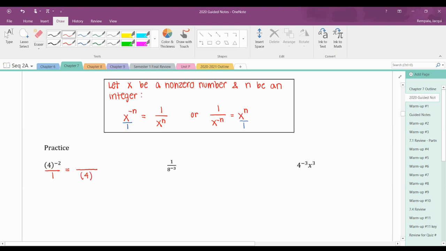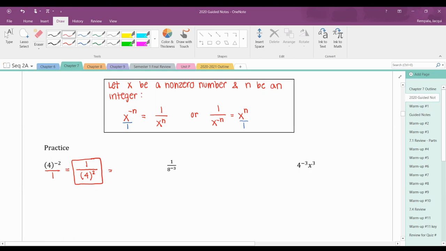I keep the base exactly how it is. Since 4 was in parentheses and that's the base, when I move it down to the bottom, it's still 4 in parentheses. So the base does not change. But that 2 is now going to turn positive because I moved it down to the denominator. Since there was nothing else located in the numerator, I'm going to put a 1 on the top. And so this would be my new answer.